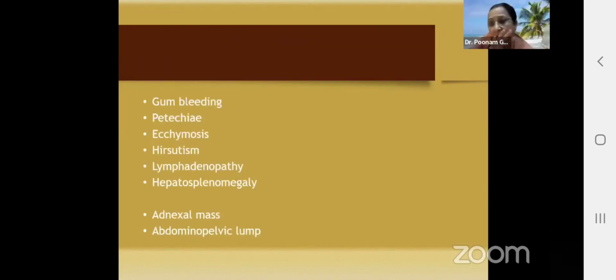Apart from the examination part, we will have to see whether there are ecchymotic patches or petechial patches on the skin, because of bleeding tendencies in other problems. Then how much pallor is there, hepatosplenomegaly, generalized anasarca, any lump in the abdomen or any lump in the pelvis. Also gum bleeding is important. Also her BMI in general examination is important.